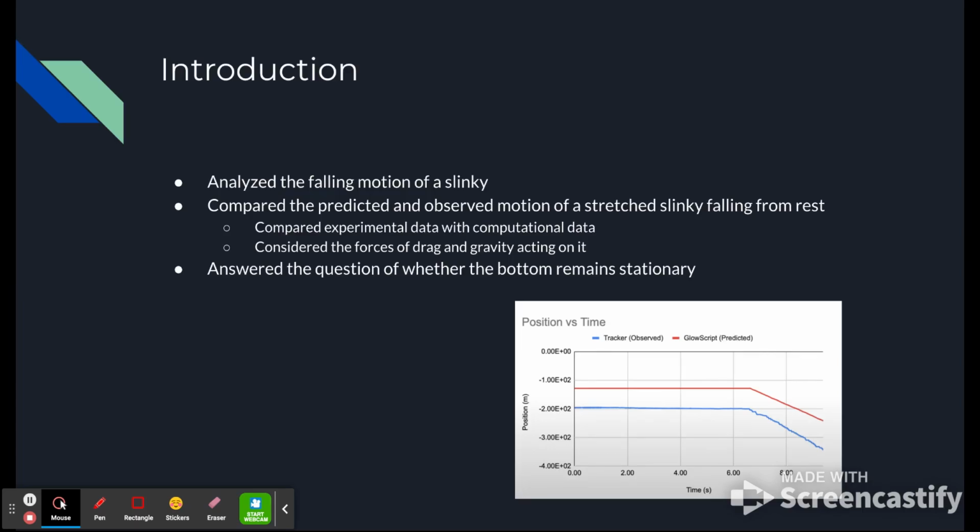So for this lab, I chose to analyze the falling motion of a slinky. To do this, I compared the predicted and observed motion of the stretched slinky as it was falling from rest. I used a video from the internet and compared the experimental data from that using Tracker. Then I created computational data in GlowScript and used that. In both models, I considered the forces of drag and gravity acting on the slinky. Overall, I answered the question of whether the bottom of the slinky remains stationary.